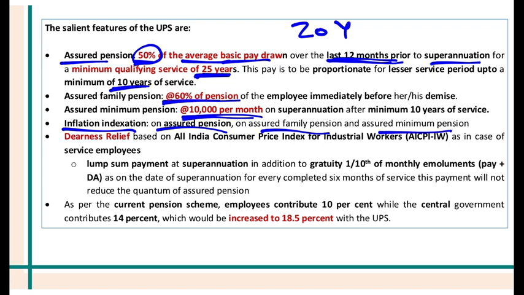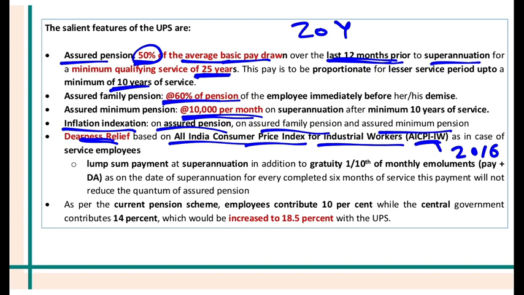Inflation, so you will get the benefit of dearness relief, and dearness relief will be calculated using the All India Consumer Price Index for industrial workers, that is AICPI-IW, for which the base year is 2016. There are different types of CPI, CPI rural for example, but here dearness allowance, after pension you call it dearness relief, it means the same.